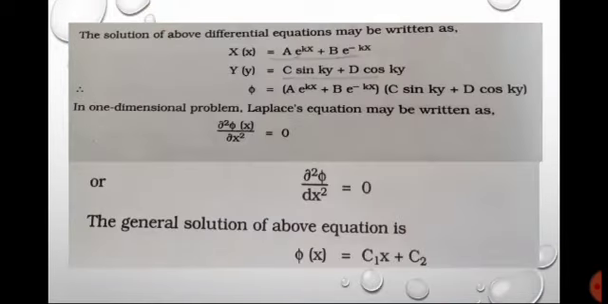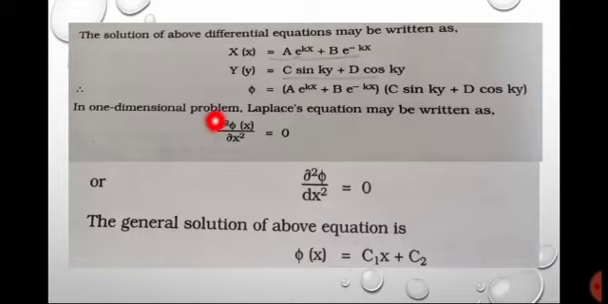The solution of the differential equation may be written as X of x equal to A e raised to kx plus B e raised to minus kx, and Y of y is equal to C sin ky plus D cos ky. So phi is nothing but X of x into Y of y. So we get the product of these two terms here.